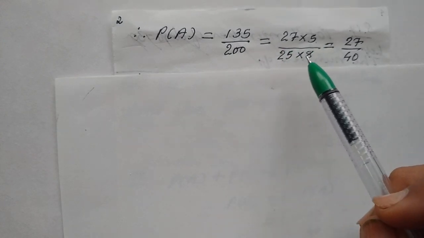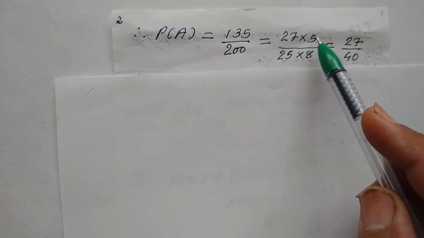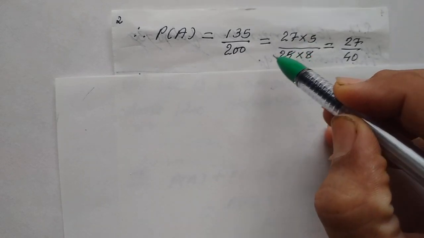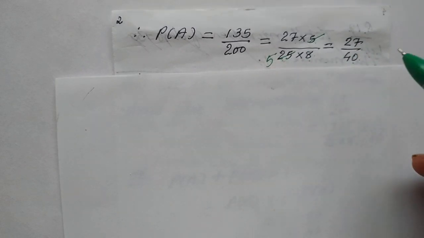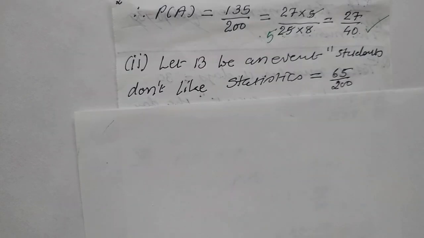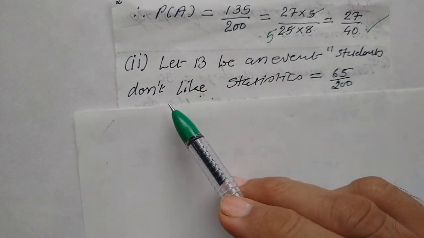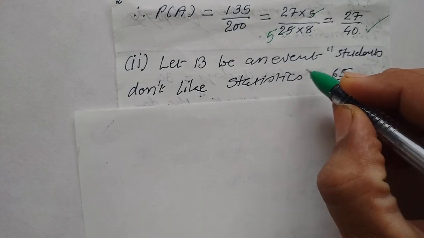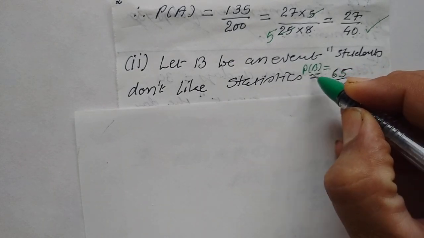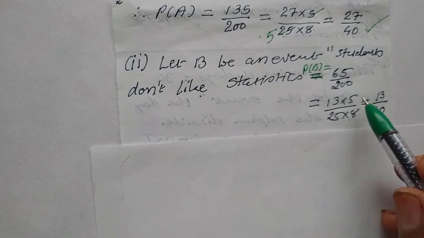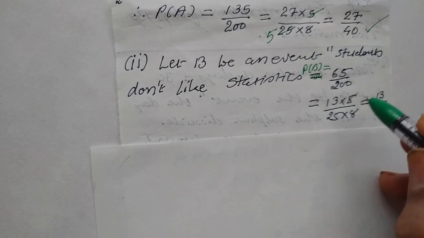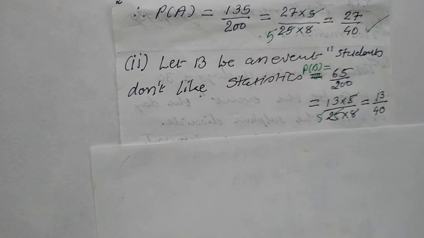27 into 5, 25 into 8. Children, 5 and 25 cancel. Here is 5. 27, 5 into 8, 40. This is the answer, children. Now children, let B be the event that students don't like statistics. So P of B is equal to 65 upon 200. 13 into 5 is 65, 25 into 8, this cancels. So 13 by 40. Answer, children.